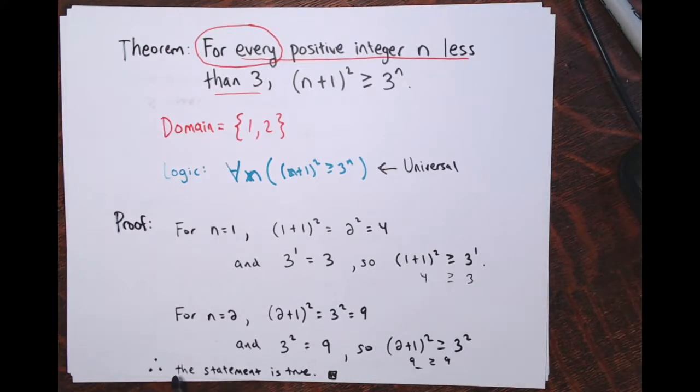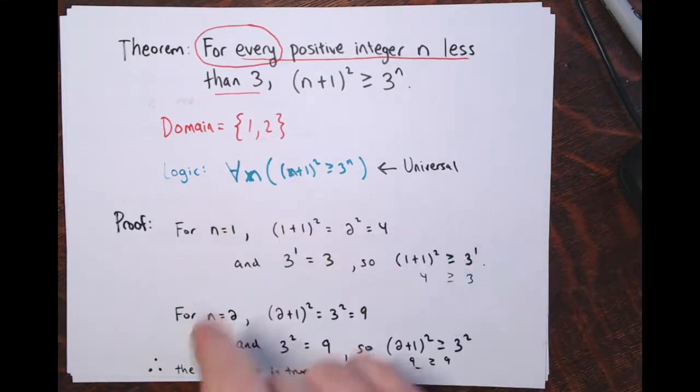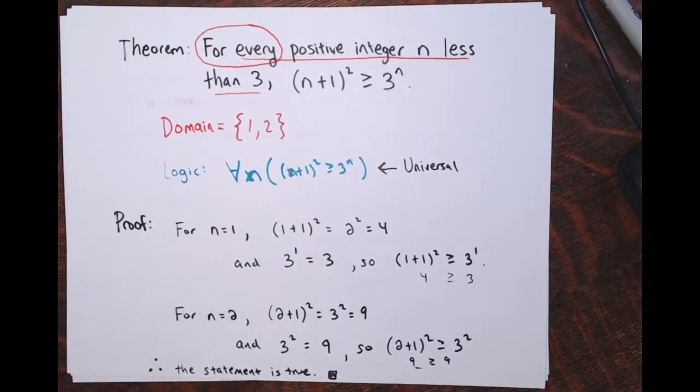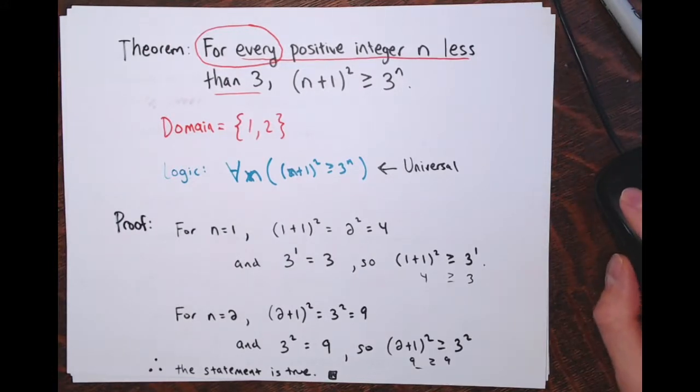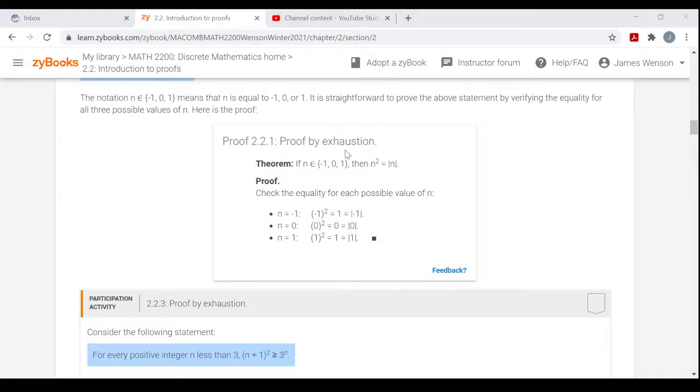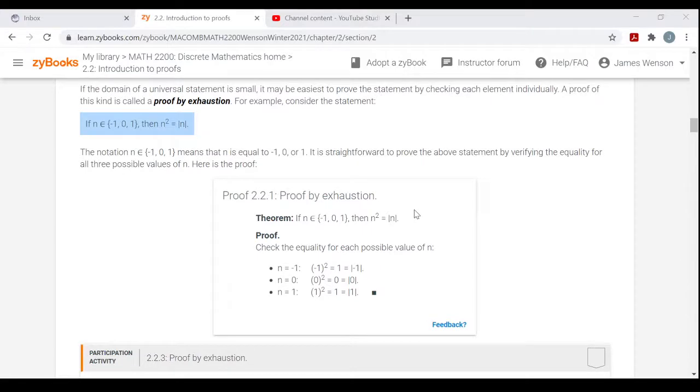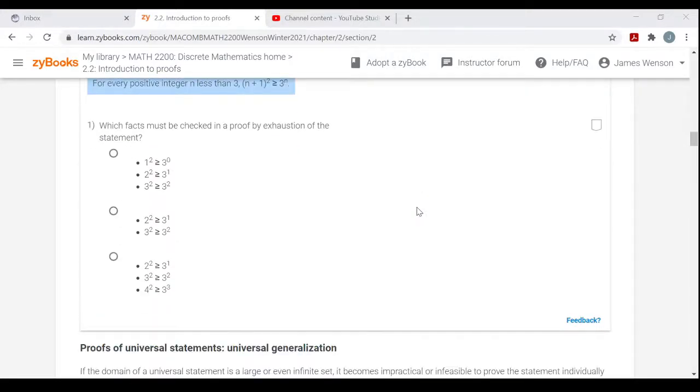Normally, I would write out the statement, therefore, for every positive integer less than 3, n plus 1 squared is greater than or equal to 3 to the n. But yeah, there's only 2 values in the domain. This is called a proof by exhaustion, where you're able to go through and actually show that the statement is true for every single value in the domain. Now, this isn't going to always happen, right? You're not always going to be able to do universal statements by exhaustion, because most of the stuff we're going to see, the domain will be infinitely large, so there's no way to do proof by exhaustion in those cases.